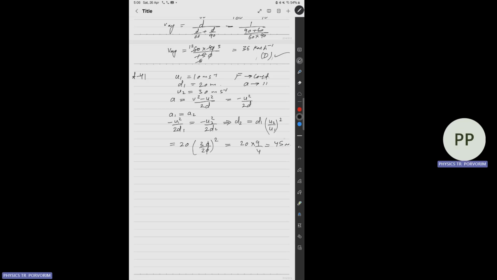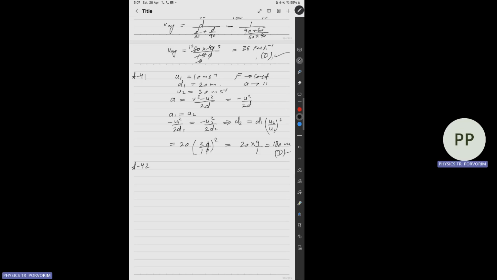Okay, there is some mistake I have done. The initial velocity in the first case was 10, and in the second case it is 30. So it will be 3 square, it will not cancel. Yeah, 180 meter. The final answer will be 180 meter. So the D option is correct.